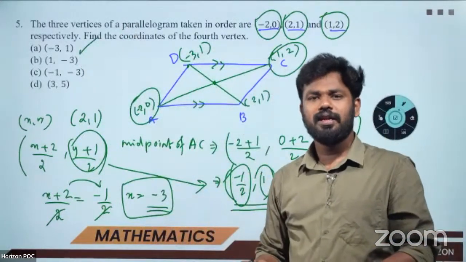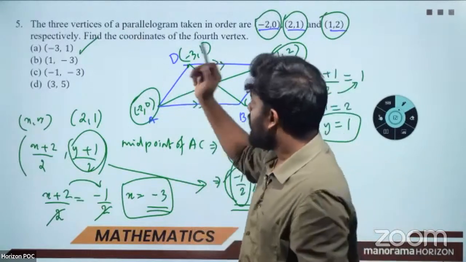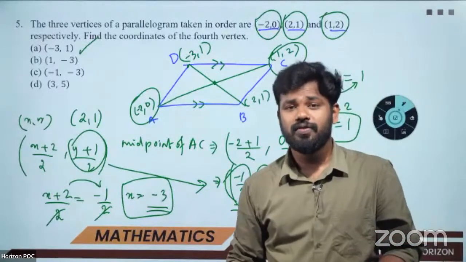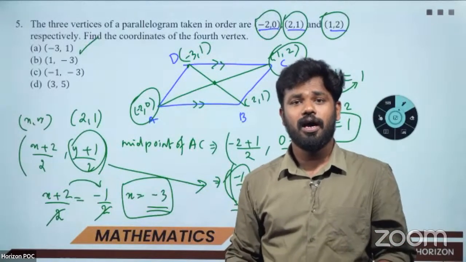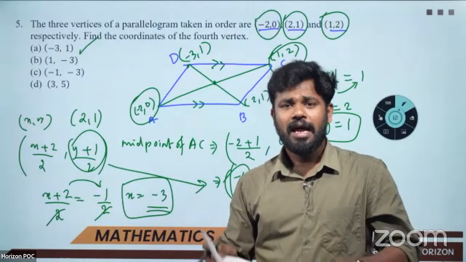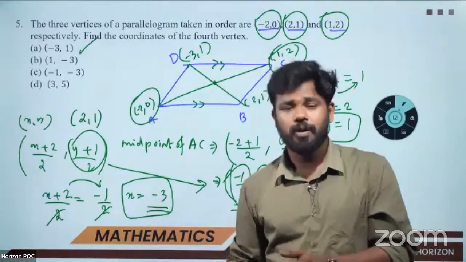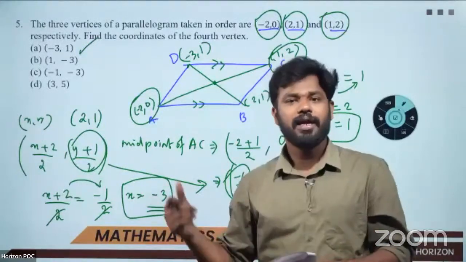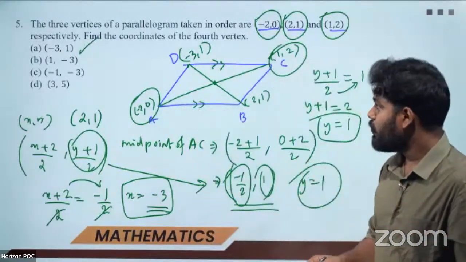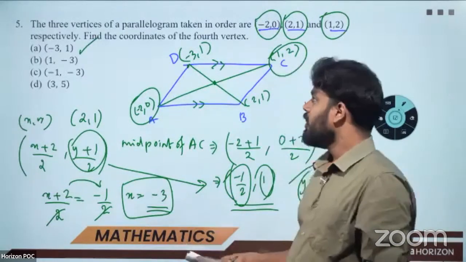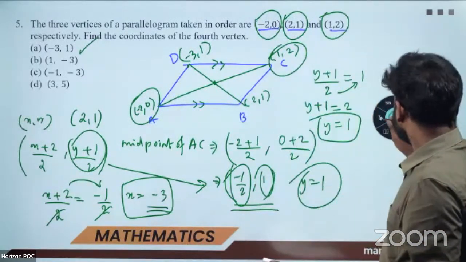Got it? How to find the answer for this one? The 3 vertices are given in a parallelogram. To find out the fourth vertex, don't use the distance formula. Use the midpoint formula. Take the diagonals, and the midpoints of the diagonals will be the same because they bisect each other. Using that, you will get the fourth vertex of this particular parallelogram. Got it? Okay. So can we move on to the next one?